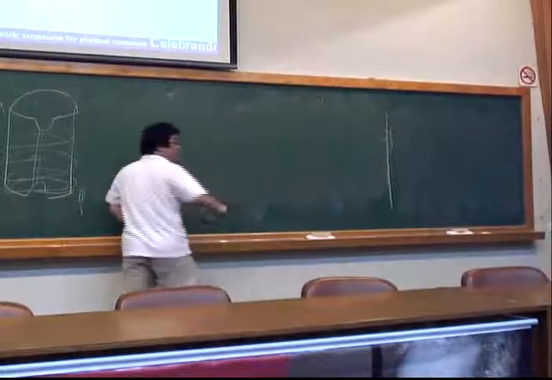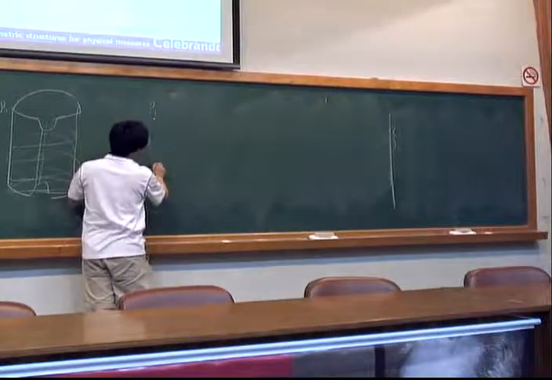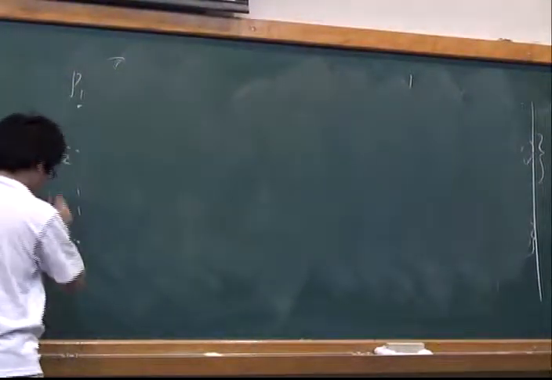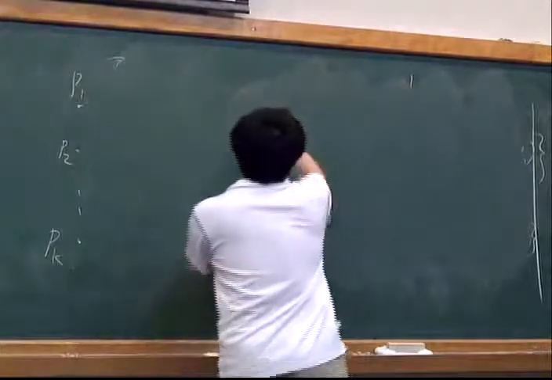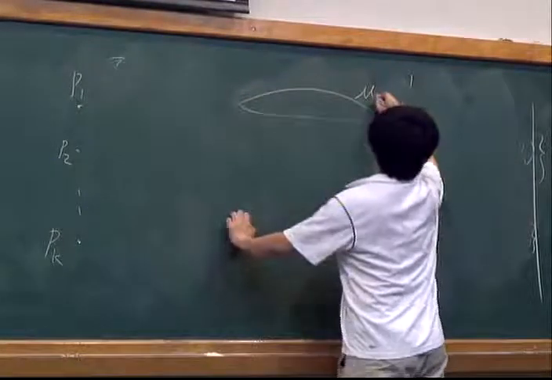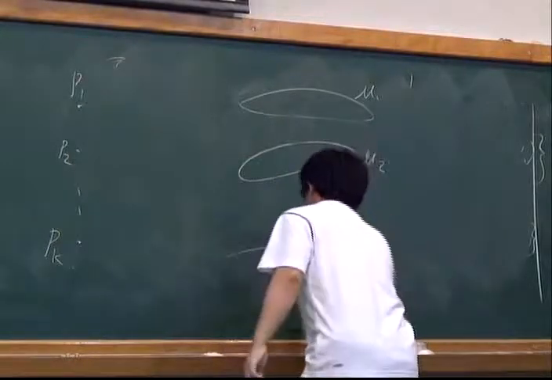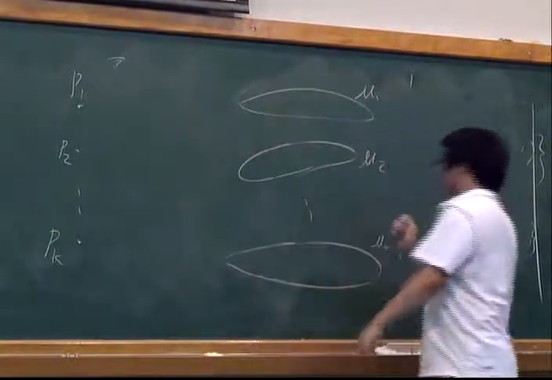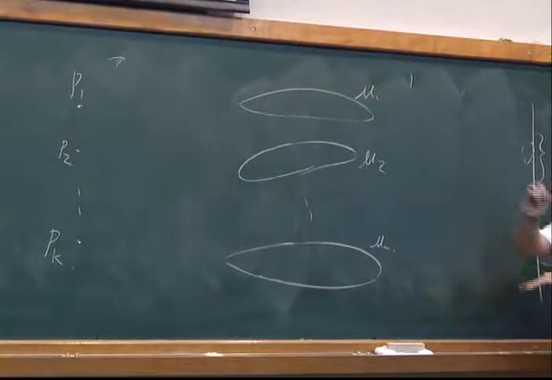So we have a perfect graph structure, P1, P2 to Pk. For this perfect graph structure, we have physical measures, mu1, mu2 to mu(n). The numbers may be different. We need to prove they are the same numbers.